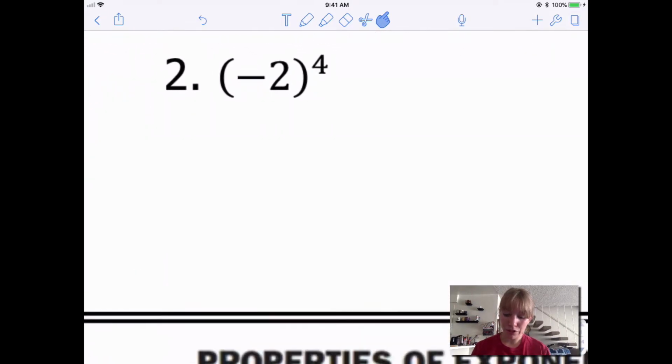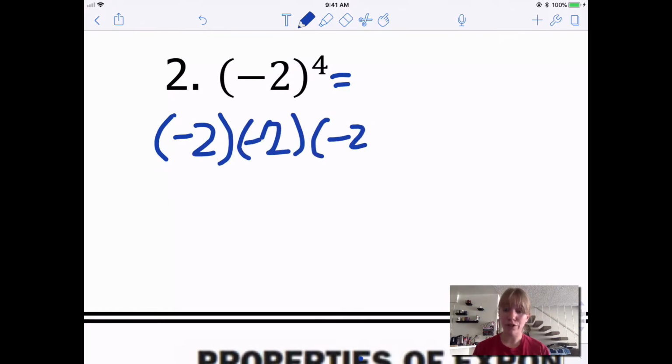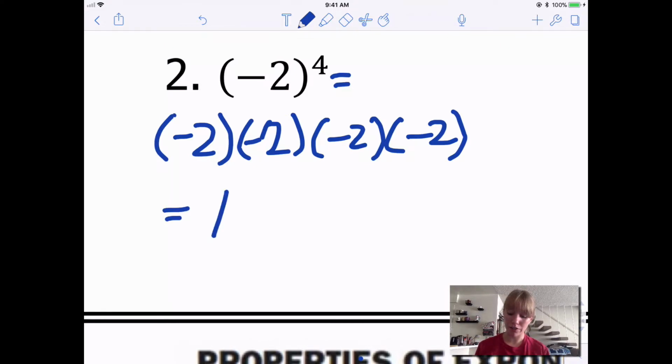But now in number 2, I have negative 2 as my base. So I'm going to multiply negative 2 by itself 4 times. So negative 2 times negative 2 times negative 2 times negative 2. I'm still going to have 16, but I need to know if it's positive or negative. I know that if I multiply a negative by a negative, that becomes a positive. By another negative, it becomes a negative. By a 4th negative, I'll have a positive.